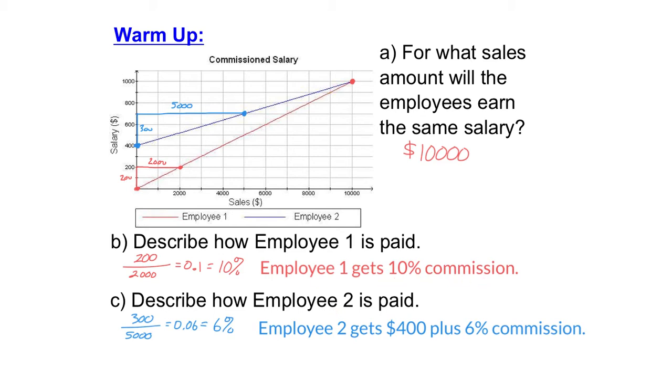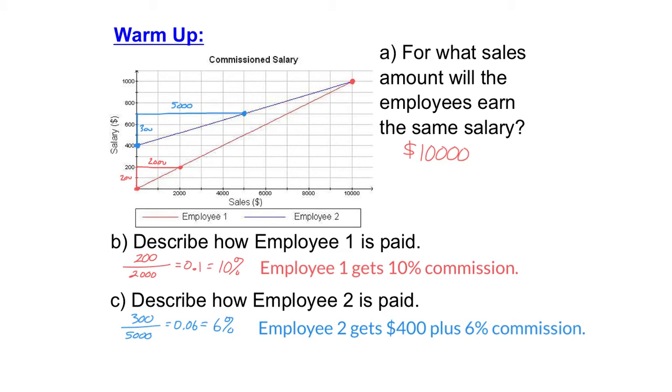Now employee 2 is paid differently. Starts at $400 and then increases from there. So if I pick two points on the line, see how much you go up and how much you go over, goes up 300 and goes over 5,000. So 300 out of 5,000 is 6%. So employee 2 earns $400 and then 6% commission on top of that.